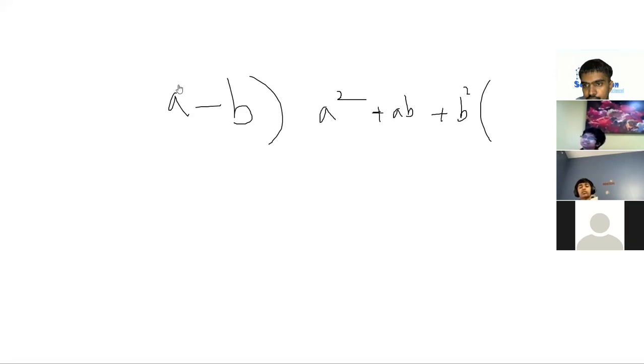Wait, I took notes last class, but I don't see an identity like that. I know A plus B into... there is plus AB. This is A cubed minus B cubed, I think. Yeah, A cubed minus B cubed is A minus B into A squared plus AB plus B squared. Yeah, I don't see this. Well, let me look for it. Hold on. It's not there.